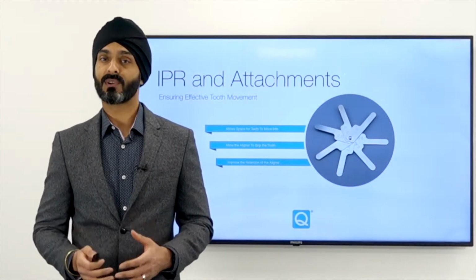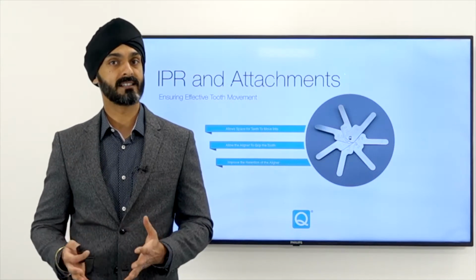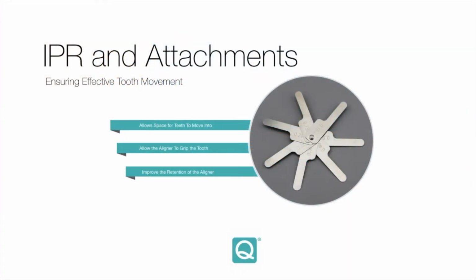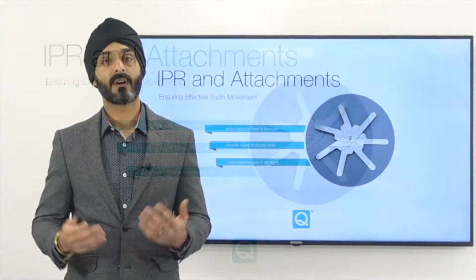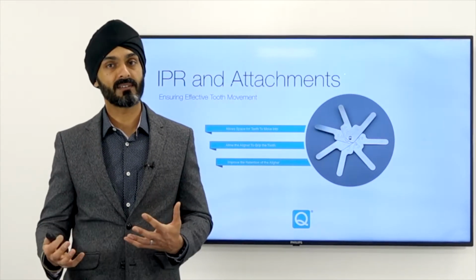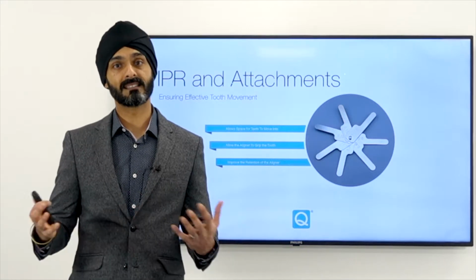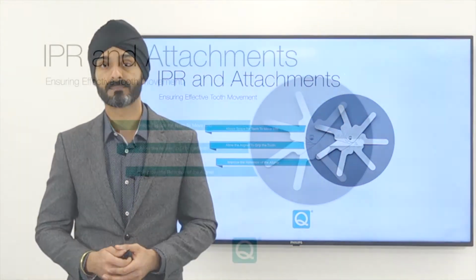So in this section we're going to talk about IPR and attachments. IPR means interproximal reduction, and it's changing the shape and the size of the tooth, whereas attachments relate to little composite attachments which are temporarily placed on the teeth to aid tooth movements. So IPR is used predominantly in crowded cases where we want to align the teeth and only a little bit of room is actually required in order to do this.